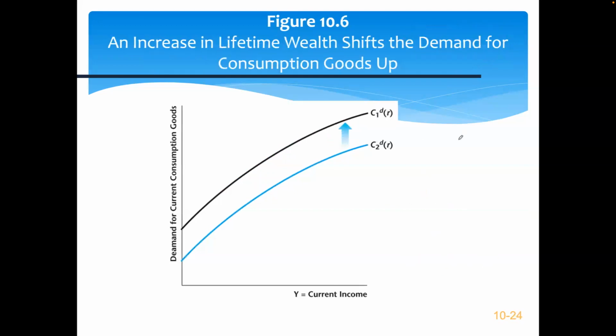Right. Now, on the other hand, if there's a change in lifetime wealth, say for example, if your tax gets cut, if the government provides you with some subsidy, then your consumption is going to increase. Not only current but also future. And here we focus on the current. Hence, your consumption function is going to move up. This is for any level of current income, right? So if the lifetime wealth increases.